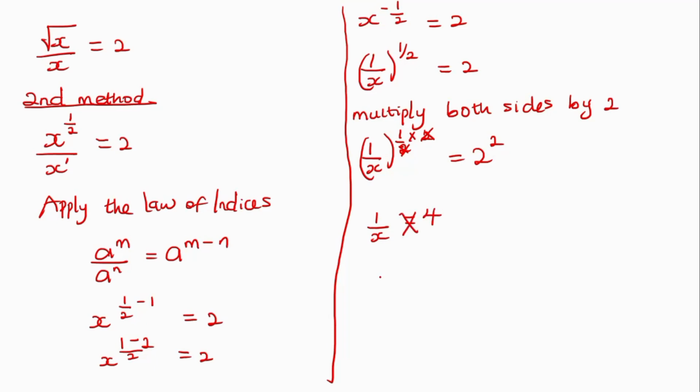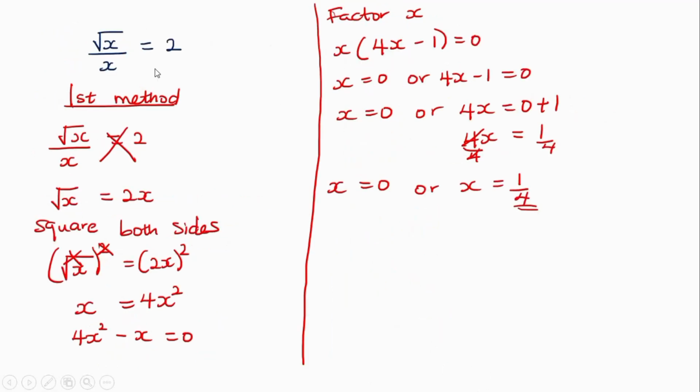So cross multiply right here. Once we cross multiply, we have that 1 is equal to 4x. Now dividing both sides by 4, we have that x is equal to 1 over 4. Hence the solution. So guys, these are the two methods which you can actually use to solve this question.